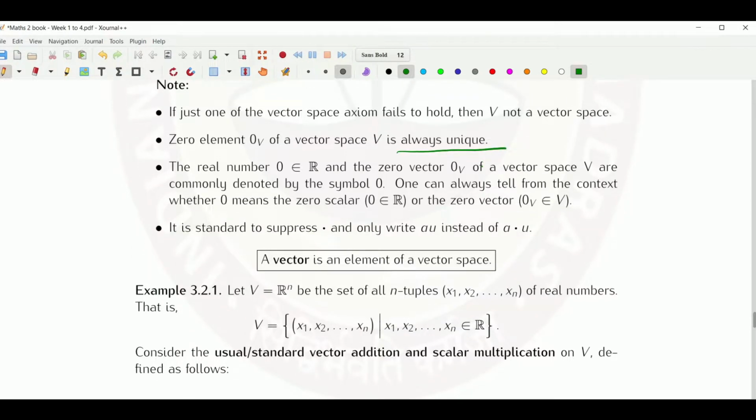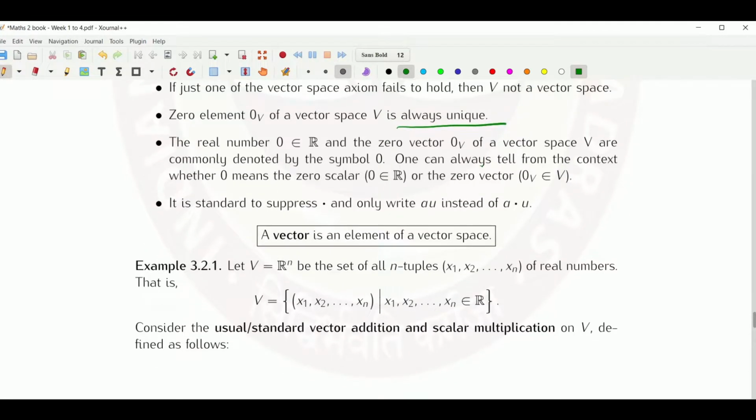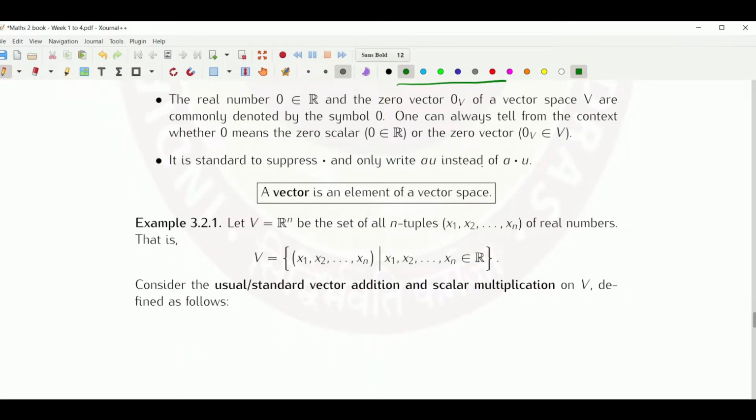The real number 0 belongs to the real numbers, and the zero vectors 0_V of a vector space V are commonly denoted by the symbol 0. One can always tell from the context whether 0 means the zero scalar or the zero vector. It is standard to suppress the dot and only write au instead of a dot u. A vector is an element of a vector space.